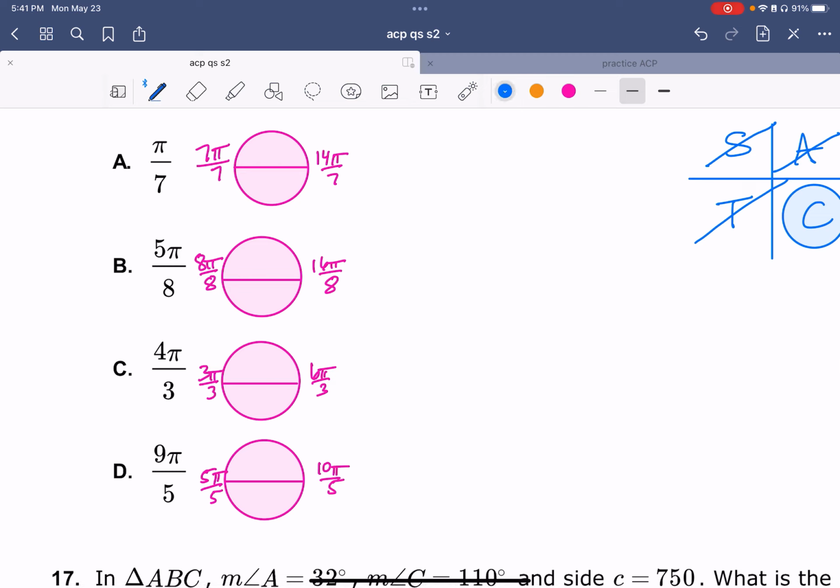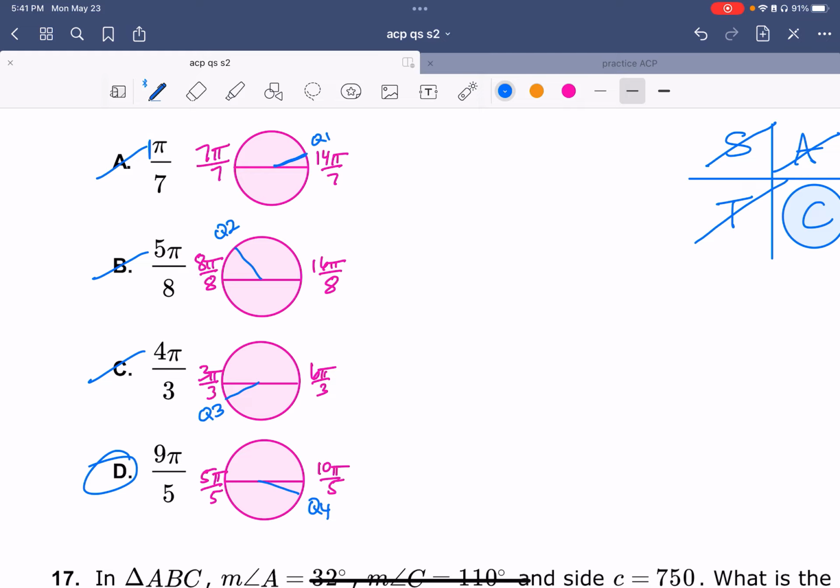And then you go and try to figure out approximately where these angles would be. So pi over 7, that has a coefficient of 1. So it's 1 right after 0, so it's going to be somewhere right here in quadrant 1, so it can't be A. 5 pi, that'll be somewhere here, maybe in quadrant 2. 4 pi, that's 1 more than 3, so it's going to be in quadrant 3, so these don't work. And 9 is 1 less than 10, so notice that this one is going to be right here in quadrant 4, so D has to be the correct answer.